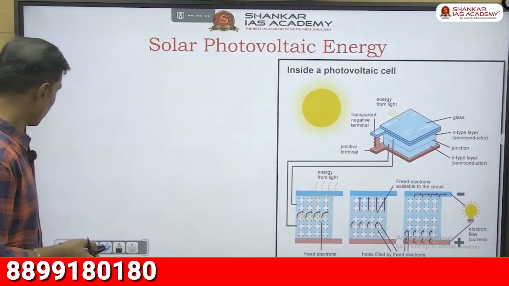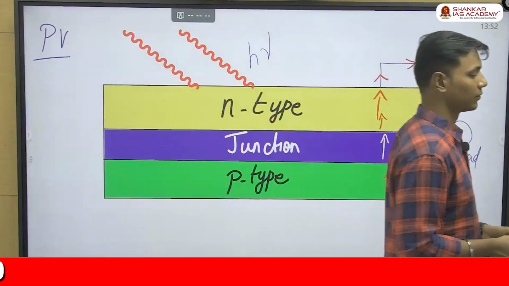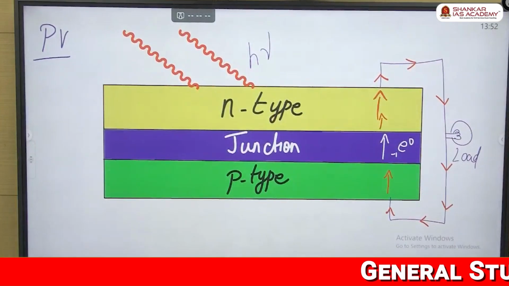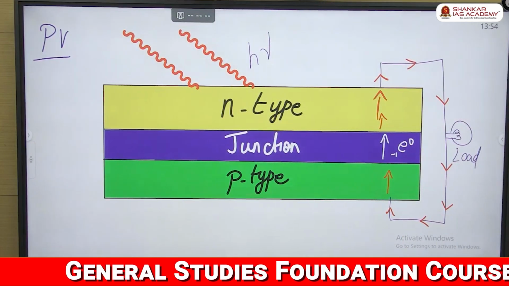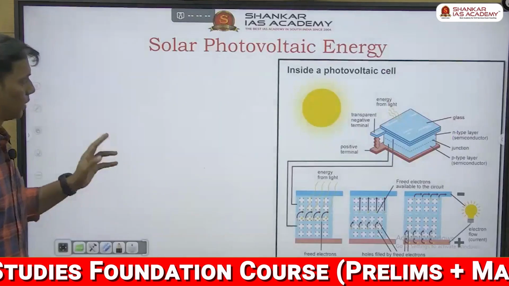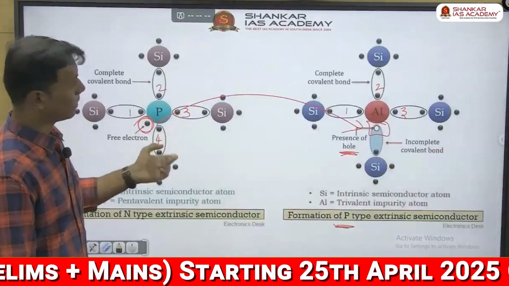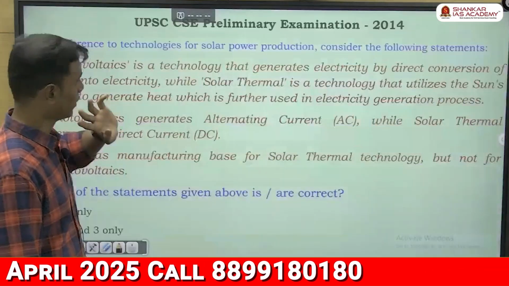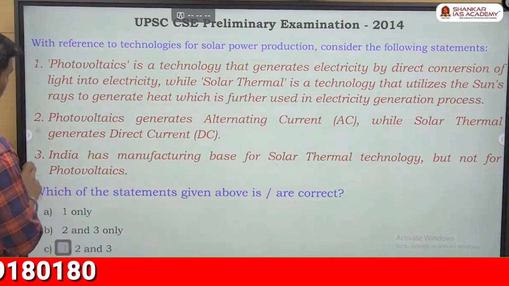Is it clear? We can copy this. So far you've learned about two types of semiconductor, that is intrinsic and extrinsic. And you've also learned about N-type and P-type. Based on N-type and P-type, you've learned about solar photovoltaic energy. Clear? Try answering this question, 2014 UPSC Prelims.